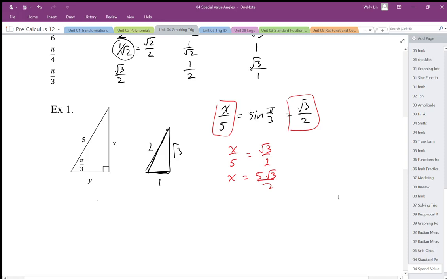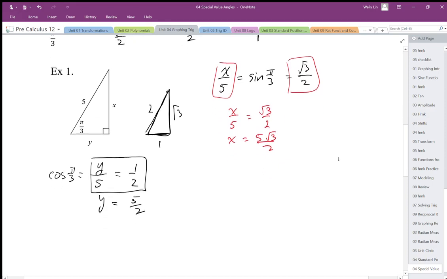We're going to use the trig ratio. So we're going to use adjacent over hypotenuse. Okay, so that's cosine of pi over 3. And then that's equivalent to this other triangle of adjacent over hypotenuse, or 1 over 2. And then using this ratio, we'll solve for y. Y is equal to 5 over 2, or 2.5.